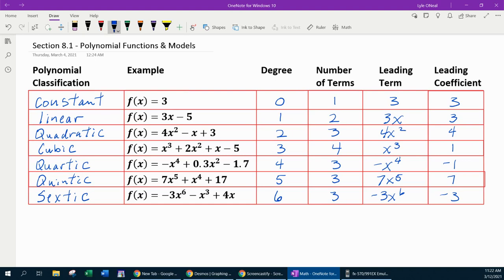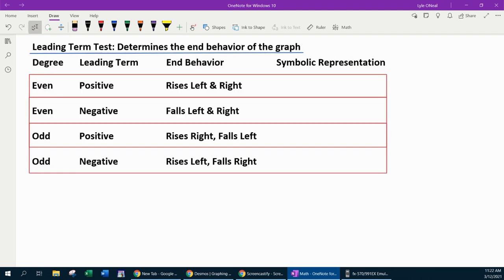How to determine the degree of a polynomial, the number of terms, the leading term. Remember, the leading term is the one that the degree came from, and the leading coefficient is the number in front of the leading term. Next, we need to talk about the leading term test that determines the end behavior of the graph. Whether your degree is even or odd, and whether the leading term is negative or positive. Based on those 2 criteria, you can determine the end behavior of your graph.